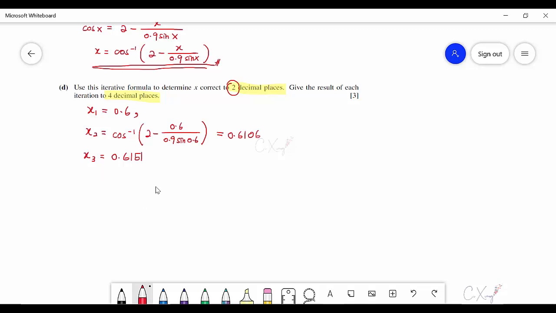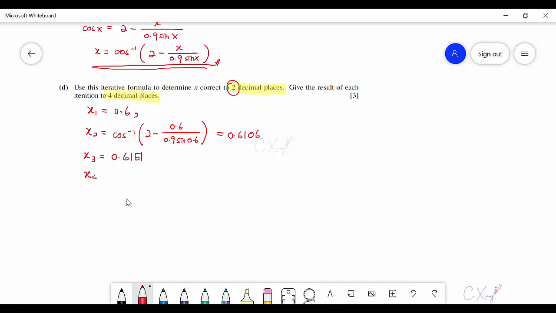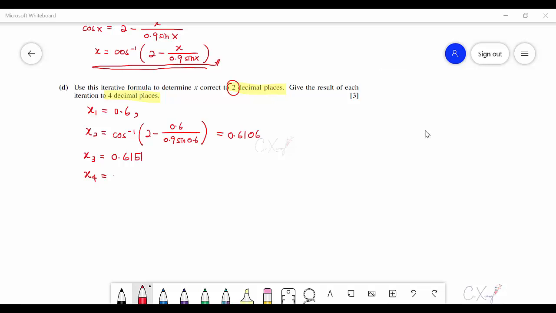So you have to continue until the 2 decimal answer is consistent. That means I need to continue again for my x4. To get x4, you need to input this value in your calculator. Again, I press calculate for 0.6151, and I press the equal sign. So I will get 0.6170.